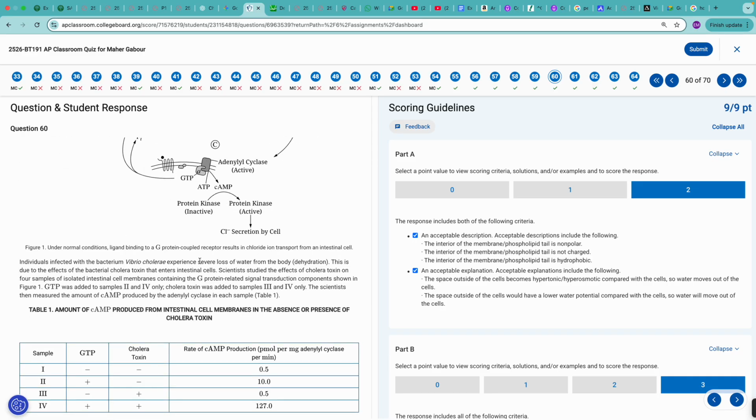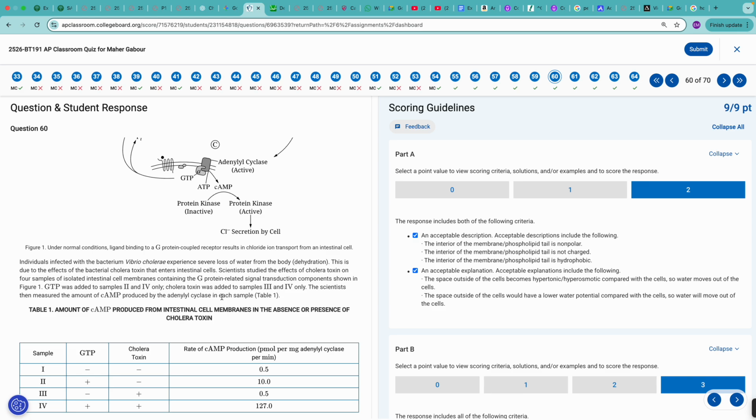Individuals infected with the bacterium Vibrio cholerae, totally nailed that, experience severe loss of water from the body, dehydration, so that is why it's bad. This is due to the effect of the bacteria's cholera toxin that enters intestinal cells. Scientists studied the effect of cholera toxin on 4 samples of isolated intestinal cell membranes containing the G protein related signal transduction components shown in figure 1. GTP was added to samples 2 and 4 only. So we have 2 samples with energy, 2 samples without energy.